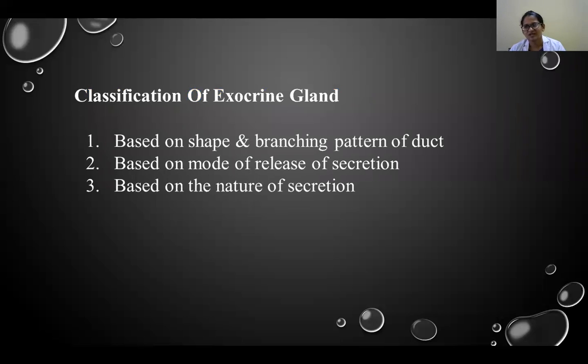Next, coming to the classification of the exocrine glands. These exocrine glands are classified by three criteria: based on the shape and branching pattern of the duct, based on the mode of release of secretion, and based on the nature of secretion. These are the three criteria by which the exocrine glands are classified.